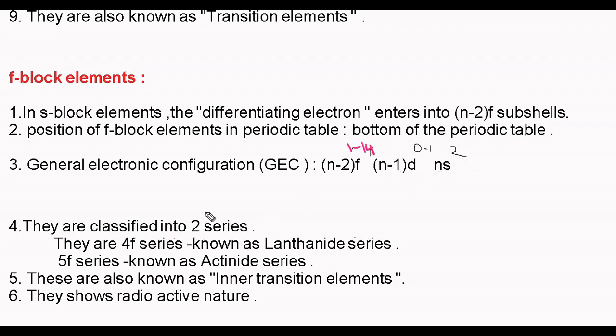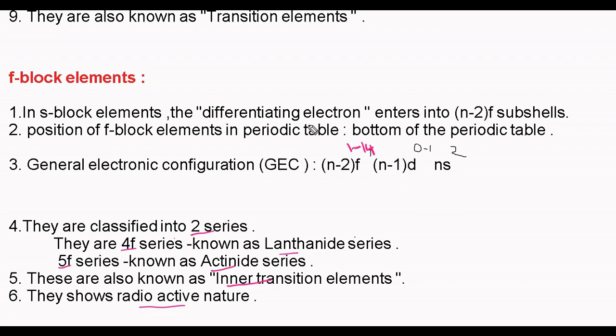These f block elements have 2 series. The first is the 4f series and the next is the 5f series. The 4f series is also known as the lanthanide series, and the 5f series is also known as the actinide series. These f block elements are also known as inner transition elements. They show radioactive nature, and almost all of them are man-made, artificial elements.